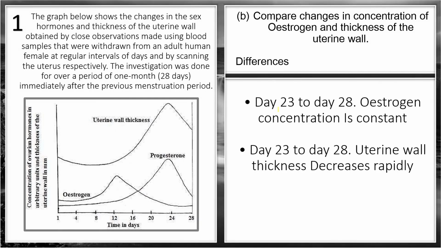Then from day 23 up to 28, estrogen concentration remains constant. That is, from the 23rd to the 28th, the estrogen concentration remains constant. Whereas in the same period, from the 23rd day up to the 28th day, the uterine wall thickness decreases rapidly. From the 23rd here to the 28th, we can see that the uterine wall thickness is decreasing very rapidly.